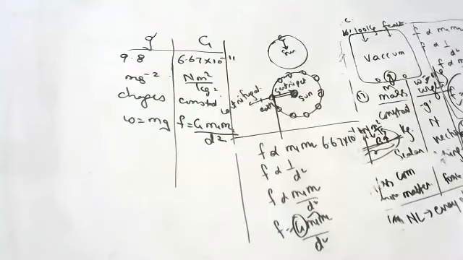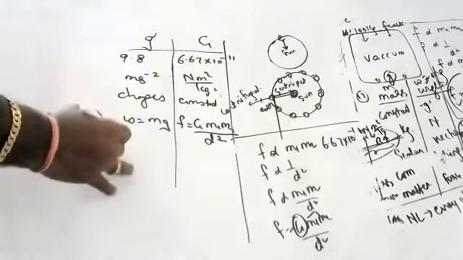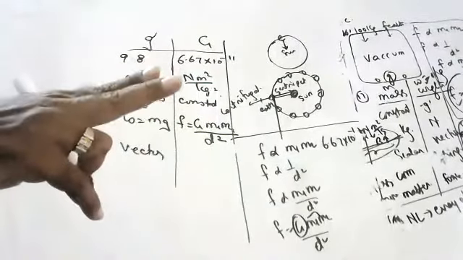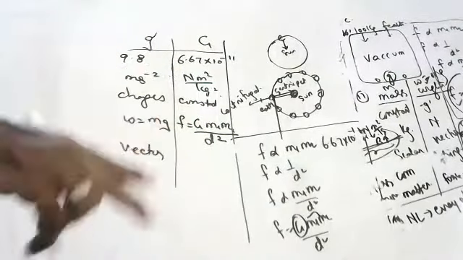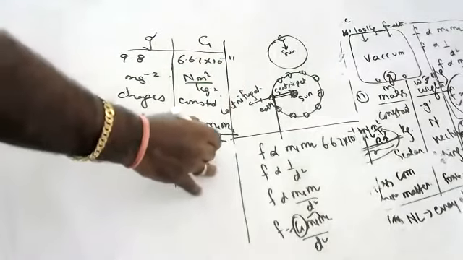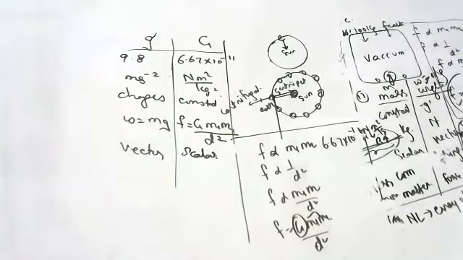Remember, small g is a vector quantity. Acceleration is always a vector. Why is acceleration a vector? Because velocity is a vector. Why is velocity a vector? Because displacement is a vector. And big G is a scalar quantity. You have to remember this.